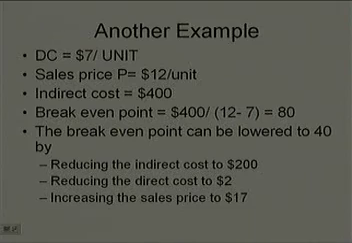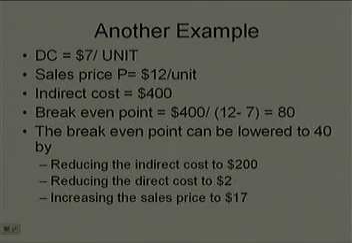Now, the third way through which I can reduce the break even point would be by increasing the sales price itself. If I increase my sales price from $12 to $17, you will find that your new break even point would be 40. So, what you have seen in this particular example is that it is possible to bring down the break even point by applying different measures individually.